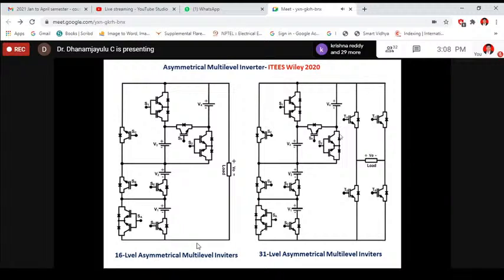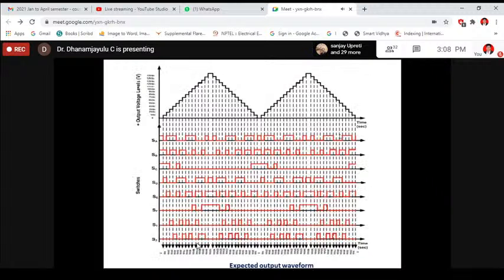Again here, we always need to generate gate pulses for the expected waveform, and when more circuit components are involved, it is quite difficult to generate the PWM technique. So we need to have the expected output waveform, and from the expected waveform, you can generate a PWM technique. There are so many PWM techniques. The best one is the staircase PWM technique. You can cascade step by step.